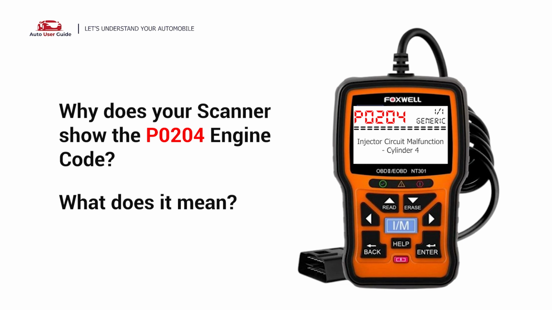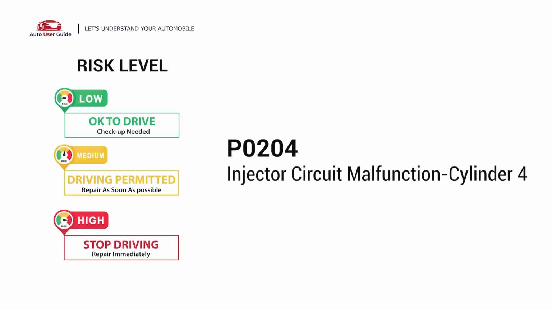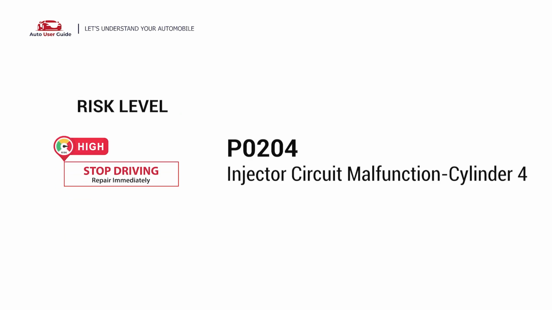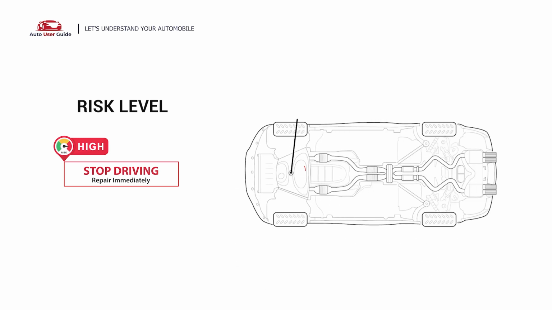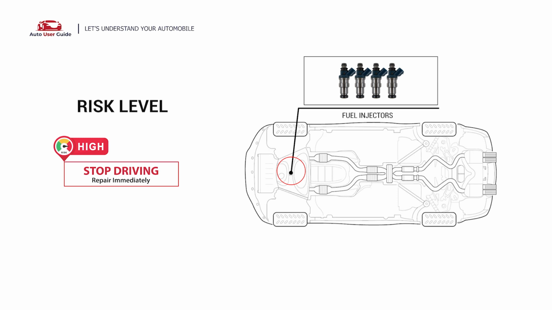Why does your scanner show the P0204 engine code? What does it mean? P0204 is a diagnostic trouble code for injector circuit malfunction at cylinder 4. It indicates that the ECM has detected a problem with the fuel injector circuit, specifically for cylinder number 4. Under this circumstance, stop driving and repair your vehicle immediately.